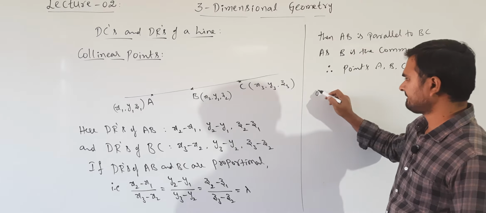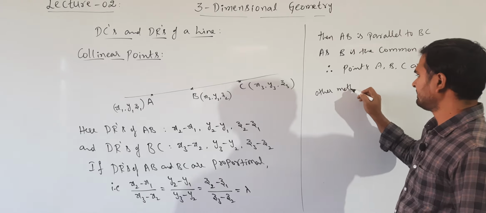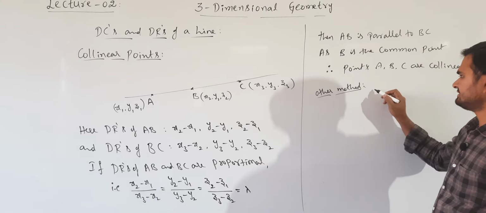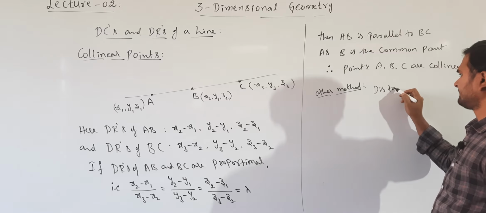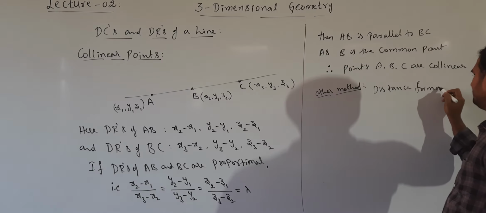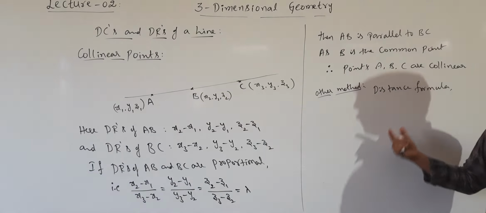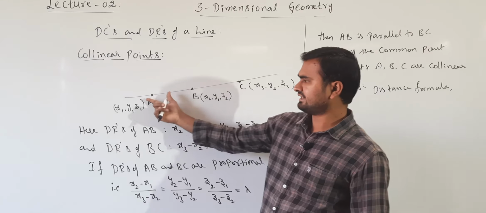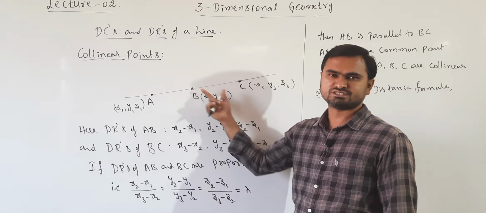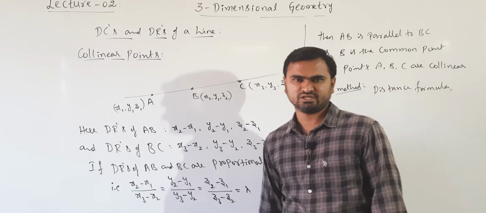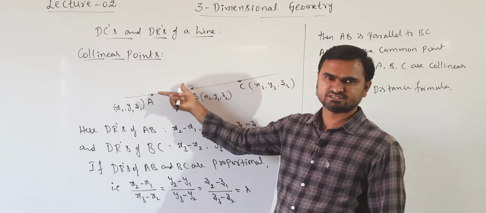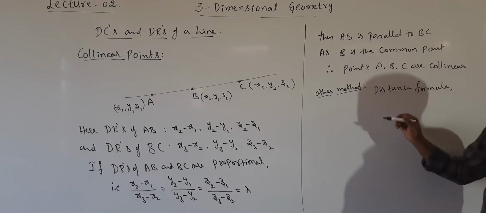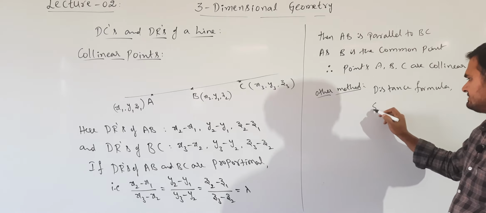So what is the other method? Using the distance formula we can prove it. So the other methods are, one is by using the distance formula. So how do we use the distance formula? You find distance AB, distance BC and distance AC. If the sum of two distances is equal to the third distance, then we can say that the 3 points are collinear. This is another method. Next, we can use one more method, that is using the section formula.